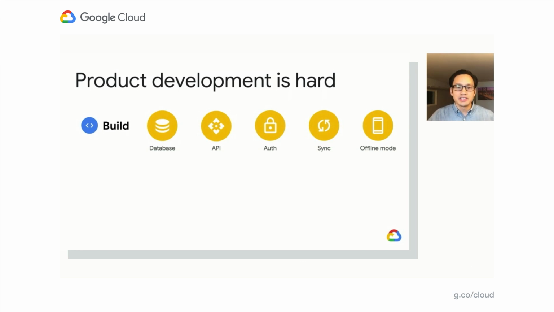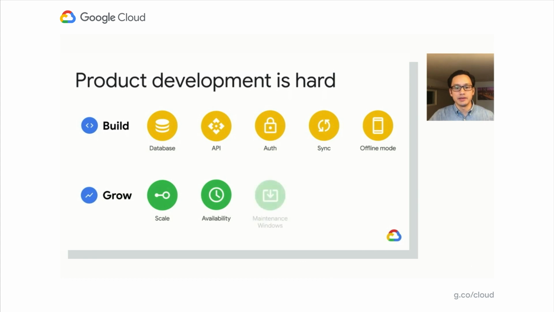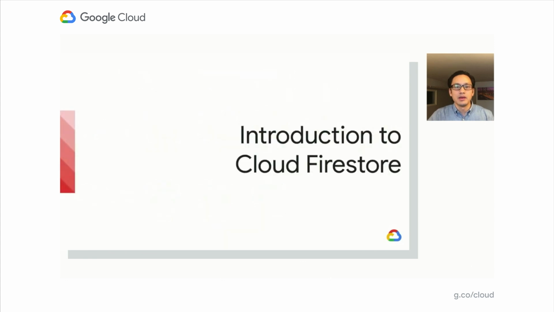Now, if your application takes off, you have to ensure that your solution grows with demand. It often means sharding and scaling your solution, ensuring that your services are set up for high availability, and finally, managing major version upgrades and security patches, which will often incur some level of service downtime. What if product development could be made easier?